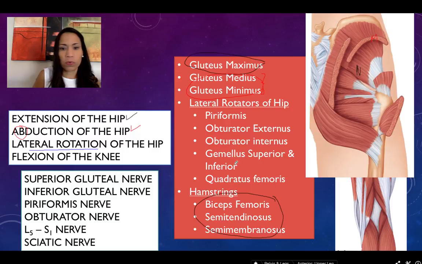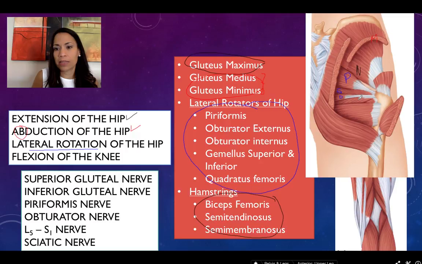Lateral rotation, all of these muscles, P go Q. So piriformis, gemellus superior, obturator externus, gemellus inferior, obturator internus, and quadratus femoris. Okay. What else? Remember, gluteus medius and gluteus minimus are synergist to the lateral rotators of the thigh. Now, what else?